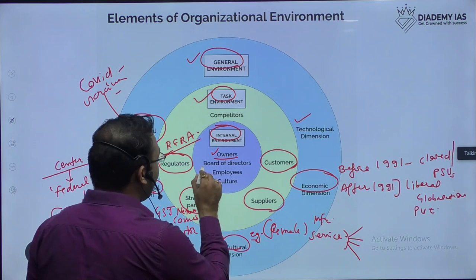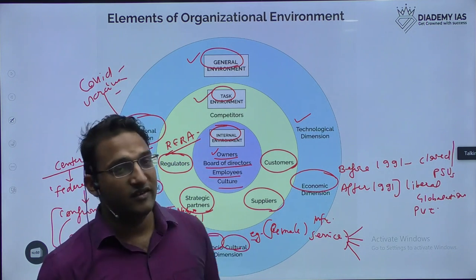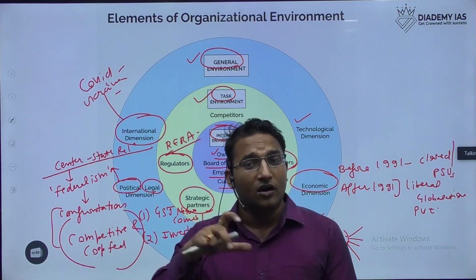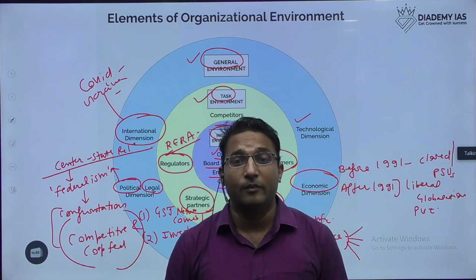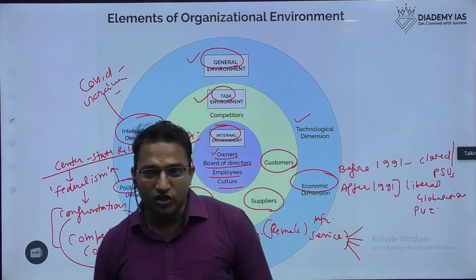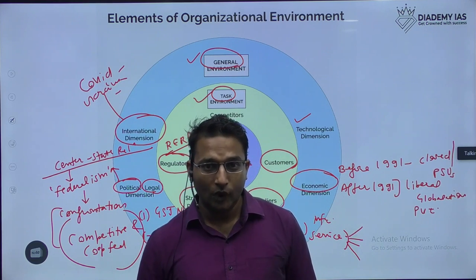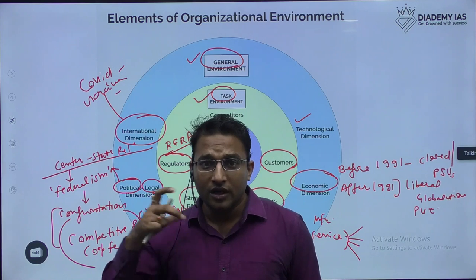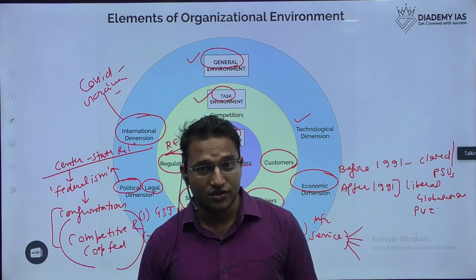Similarly, board of directors, employees, culture, overall culture of the area. So if the organization is working in South India or Northeast India or North India or East India, the culture might impact. The local food and dressing, the local language, the local festivals might impact the organization. You have to link and you have to give a lot of examples. This is how we have to write the application based questions.